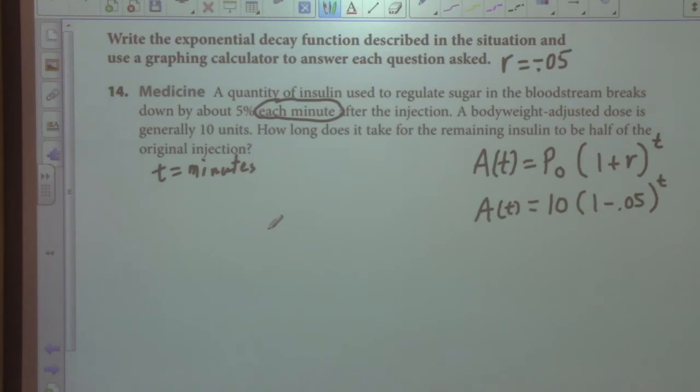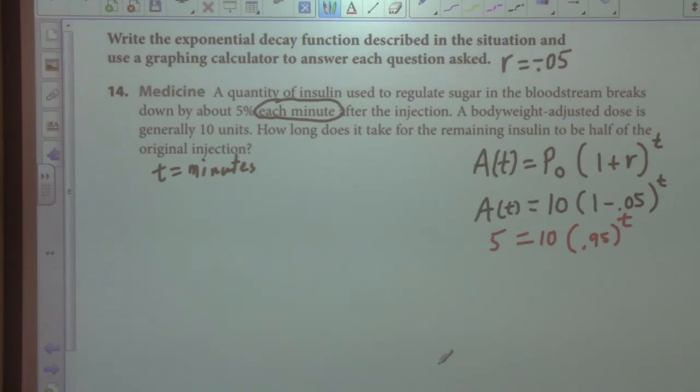And then, how long does it take for the remaining insulin to be one half of the original injection? How do we figure that out? Half of 10, which is 5. So let's go ahead and do that. So we have 5 is equal to 10, and I'm going to truncate this one and call it 0.95, to the power of t.